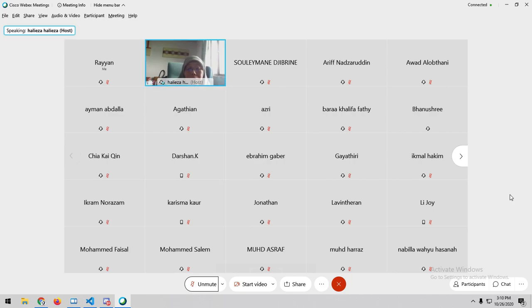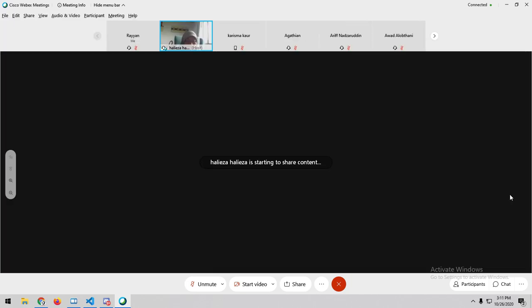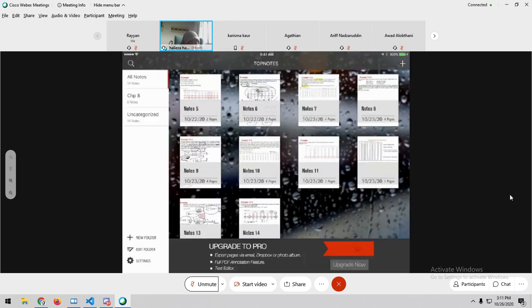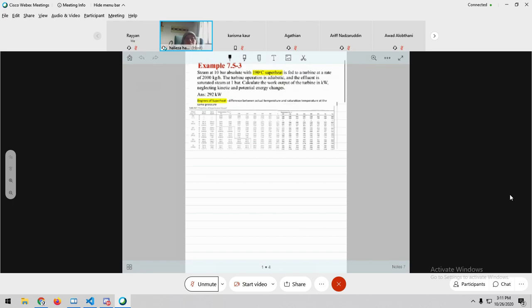We need to look at more examples. So I'm going to use my iPad again and see what example we can look at. Just now we did 2 examples. How about we do one of the examples from the textbook, example 7.53.